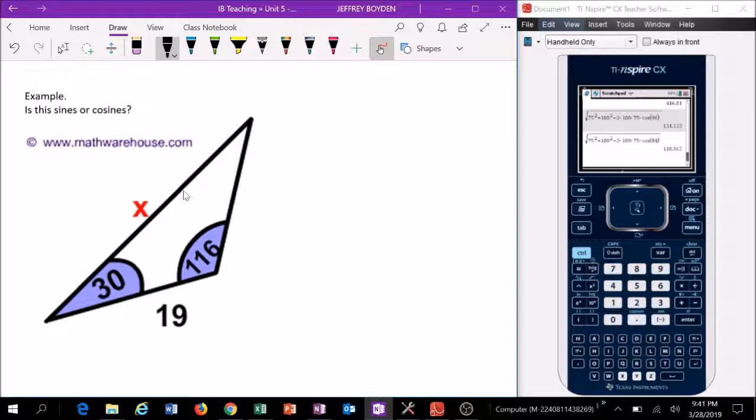Well, wait a minute, is it really? Here's what you do if you're not sure. Let's say you struggle to figure out if it's sines or cosines. Think about which is easier to set up and do. It's a lot quicker to set up sines. I'm not saying it's easier, but it's quicker. So let's try setting it up.